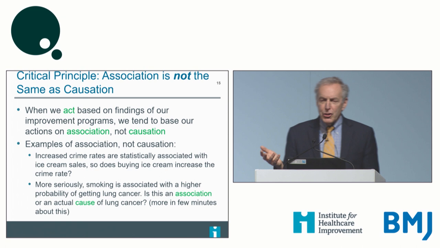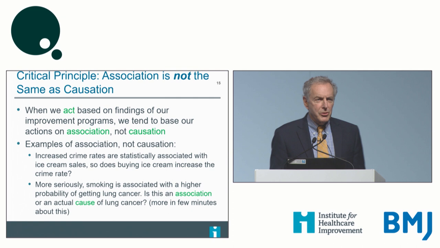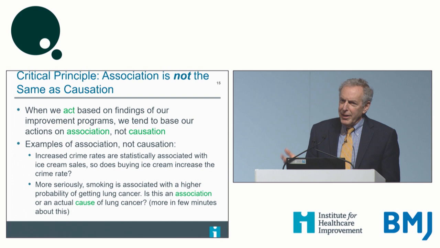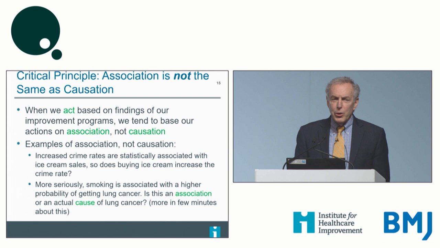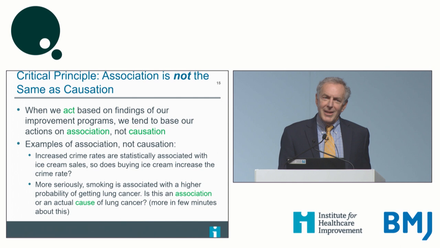So here's a good example. There are increased crime rates in some American cities that are statistically associated with increase in ice cream sales. So clearly, ice cream causes violence in the cities of America. Well, of course not. That's ludicrous, right? It's an association, and there's another variable, which happens to be warm, sunny days, that influences both of them. And as you'll see in a minute, that's a confounding factor. When it gets warm, people go out and get in trouble, and they eat a lot of ice cream.